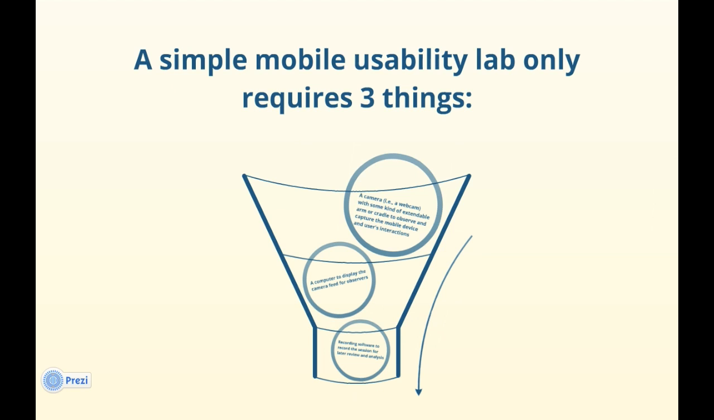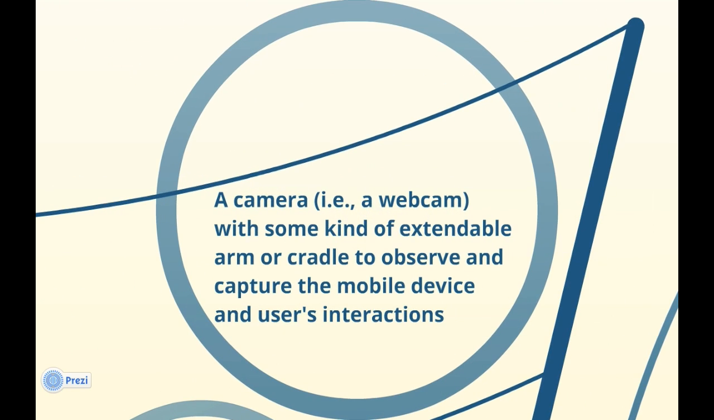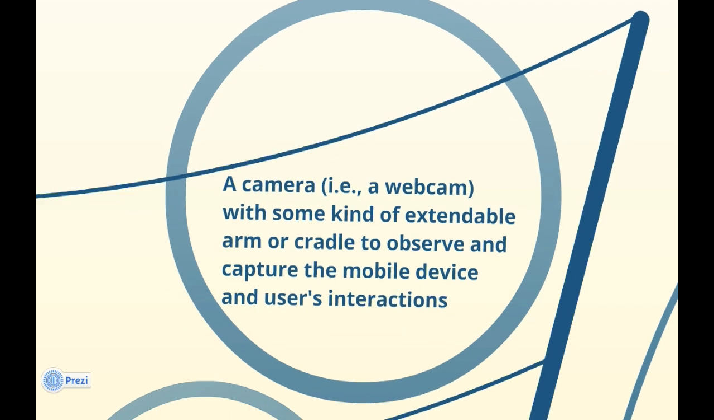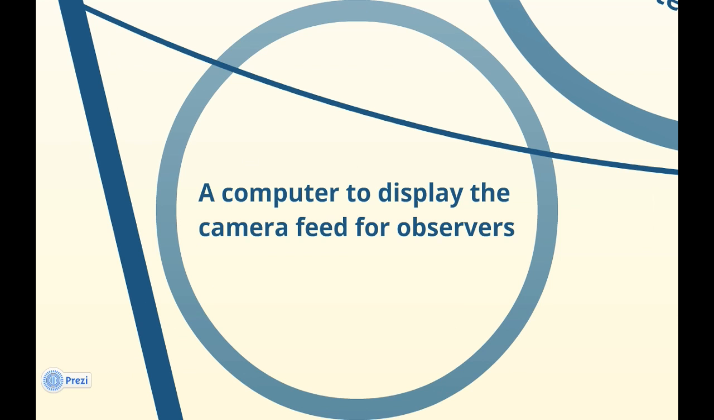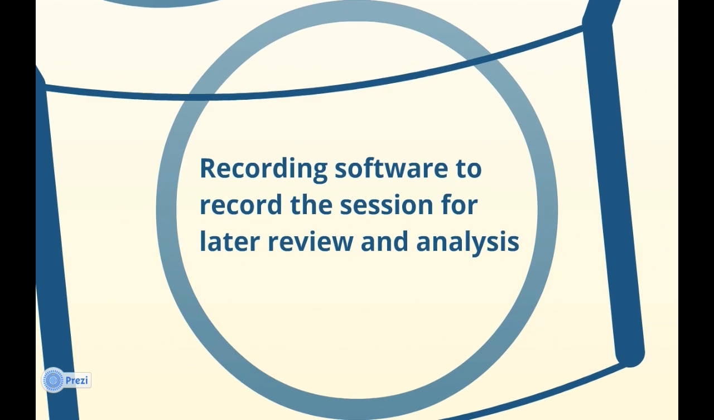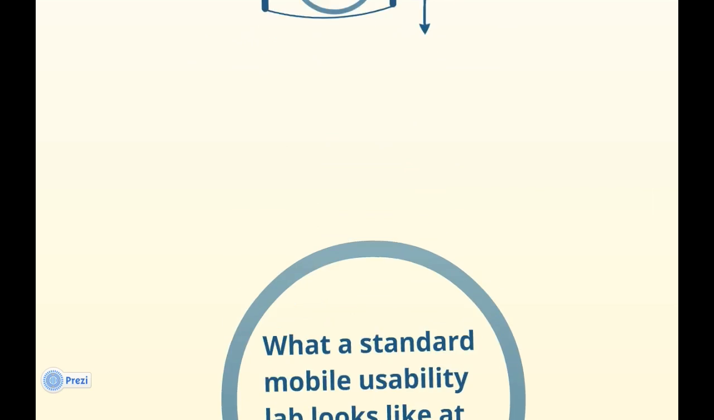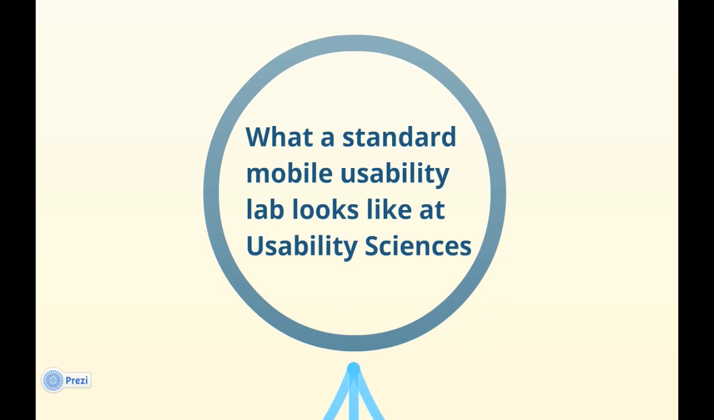A simple mobile usability lab only requires three things: a camera, such as a webcam, with some kind of extendable arm or cradle to observe and capture the mobile device and users' interactions, a computer to display the camera feed for observers, and recording software to record the session for later review and analysis. Here's what a standard mobile usability lab looks like at Usability Sciences.